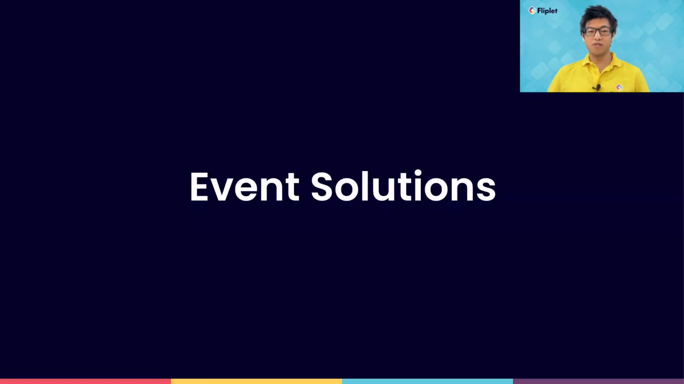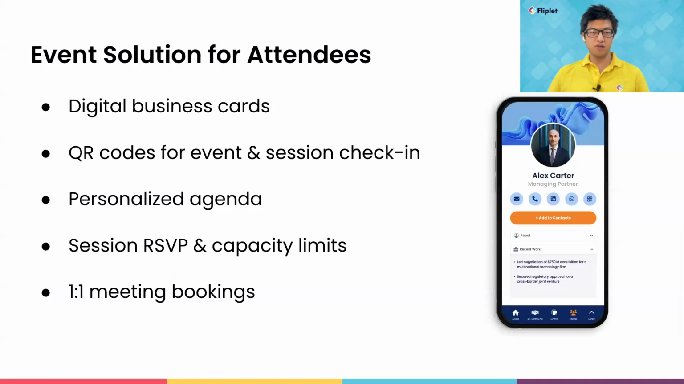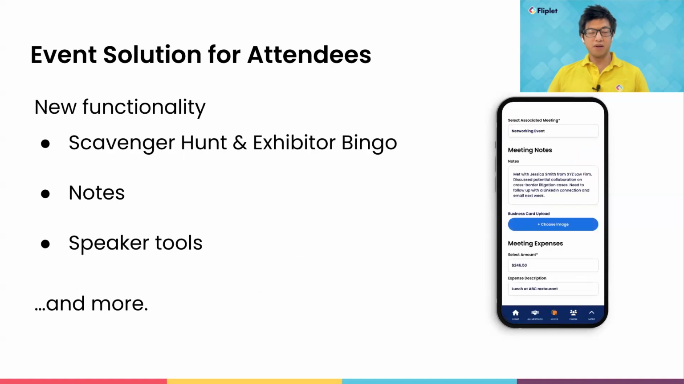Finally, we're going to quickly go through some of the updates for our event solutions. Earlier this year, we launched digital business cards, QR code scanning for checking in, personalized agenda, session RSVP, as well as one-on-one meeting bookings. We have some new functionality coming up, including, but not limited to, Scavenger Hunt, Exhibitor Bingo, which are some of the most requested interactive features.